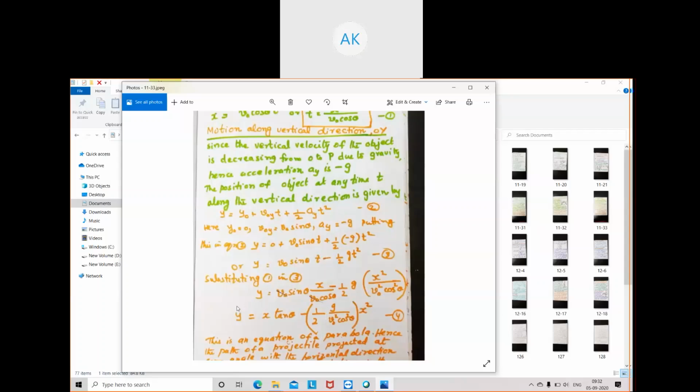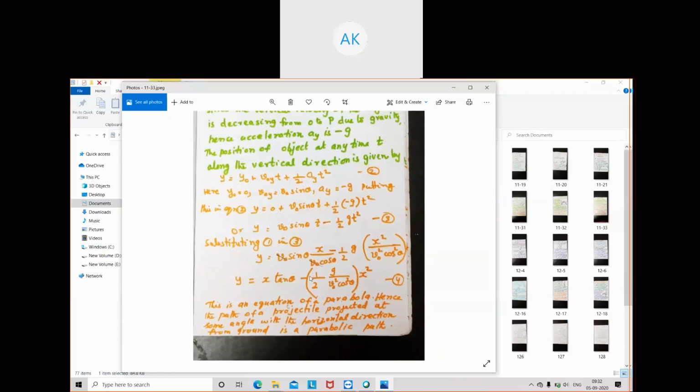This is a familiar equation, similar to y equal to ax plus bx square. Have you heard of that? y equal to ax plus bx square, when you substitute, we get a parabola. This is the equation of a parabola because the a part is constant: tan theta is constant, since theta is the angle of projection. And this bracket part is also a constant, since g, the acceleration due to gravity, is constant.